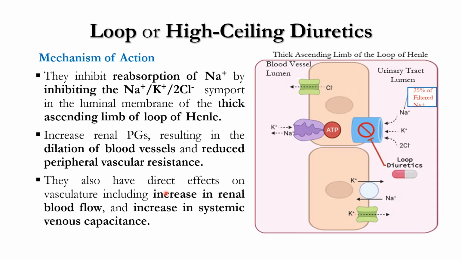Besides that, they also have direct effects on the vasculature, including an increase in renal blood flow and an increase in systemic venous capacitance. Generally, these high-ceiling diuretics are characterized by quick onset and short duration of action. Their diuretic effect appears in approximately 30 minutes and lasts for approximately 6 hours.